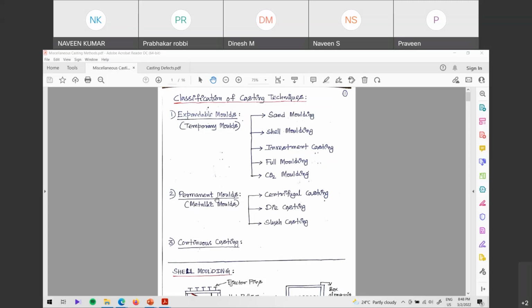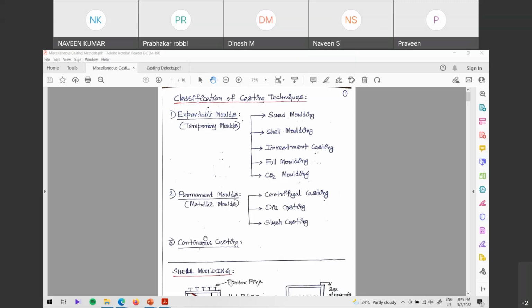Another category is permanent molds. In this case, we are not destroying the molds. We are reusing them again and again. These are made of metallic molds. In the other cases, either sand or some other material is used, but in this case, metals are used. Metals you can destroy, but destroying them is very difficult. We use these permanent molds in centrifugal casting, die casting, and slush casting.